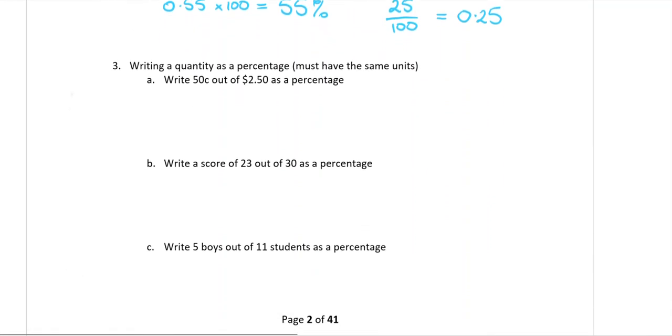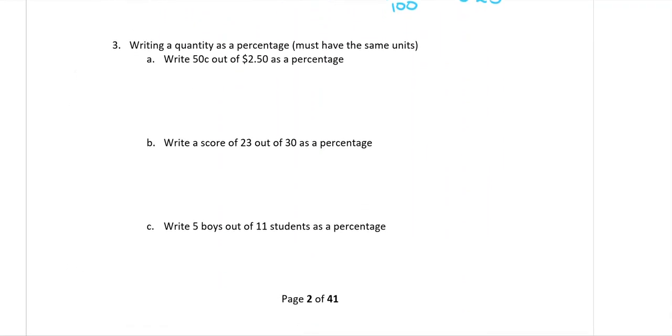Okay, question 3. It says writing a quantity as a percentage is what we're trying to do here. So I'm going to be giving you two measurements. I have 50 cents and $2.50.